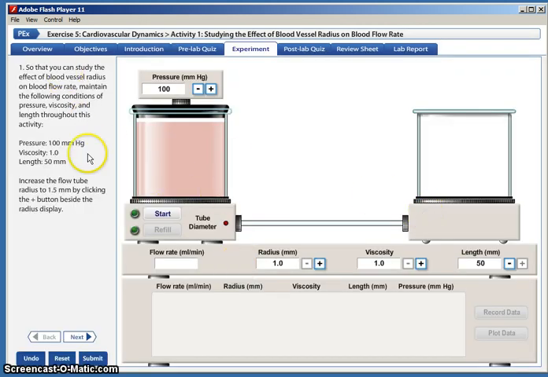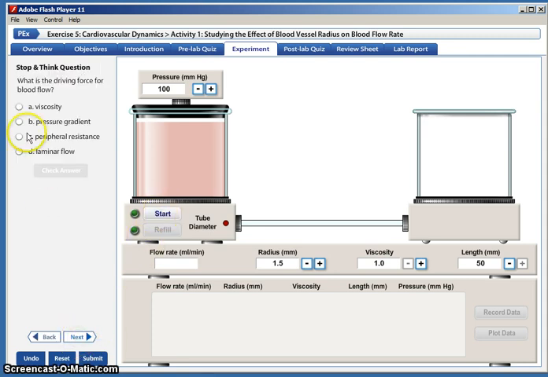Here's our setup, and there's our instructions down the side. So again, this is blood leaving the heart, going out to an organ. This is the vessel in between. It says you can study this blood flow rate, maintaining the following constants: pressure, viscosity, and length, because they could influence the outcome, but we don't want to change them and see their relationship. So pressure is set at 100 up here, viscosity set at 1, and length is set at 50 millimeters. So increase the flow tube radius to 1.5, and hit next.